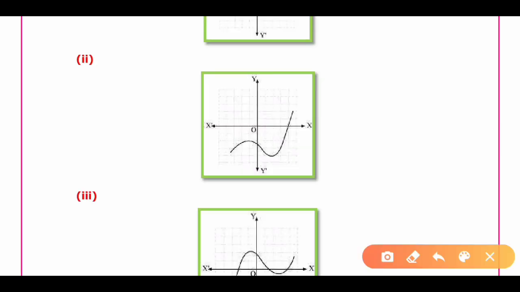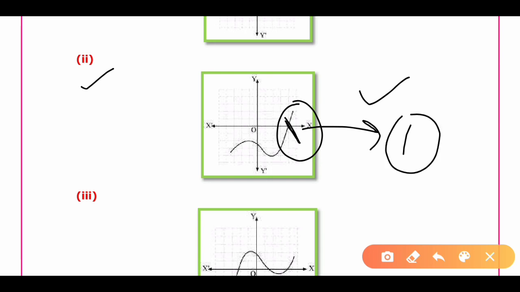Now next graph. Now we have a graph. You can see in the diagram, graph is cutting the x-axis at this point. Okay, so only one point we have at which the graph is cutting the x-axis. So in this case the solutions or number of zeros will be equal to 1.